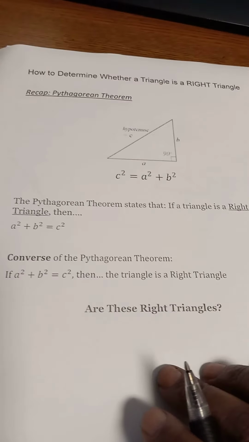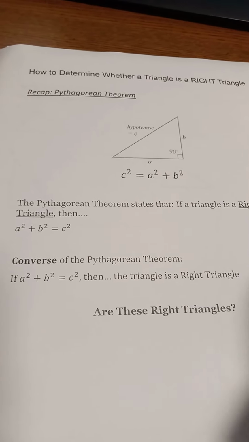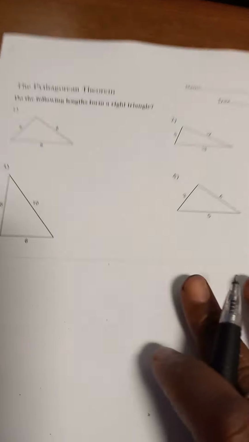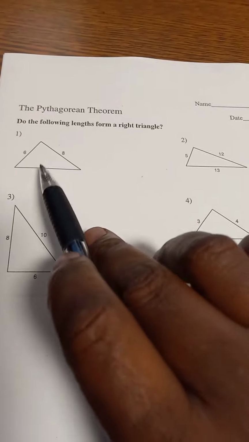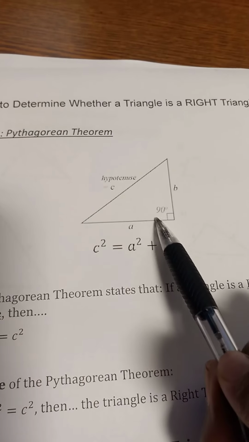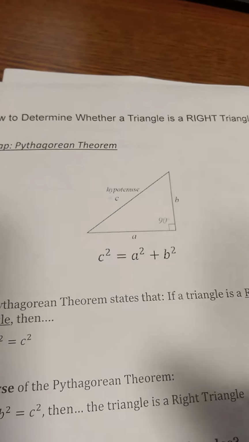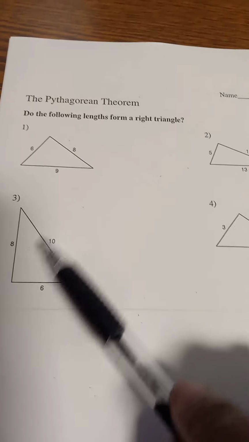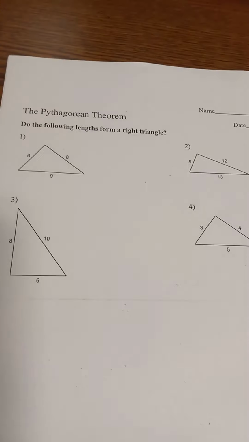Okay, so we are going to use the converse and try to find out: are these triangles right triangles? Now we have 1, 2, 3, 4. If you noticed before, we could tell that those were right triangles because they were already labeled for us with a 90 degree angle and the square box there. Now we have these triangles and we don't see a 90 degree angle or the square, so we're not sure if they are right triangles.